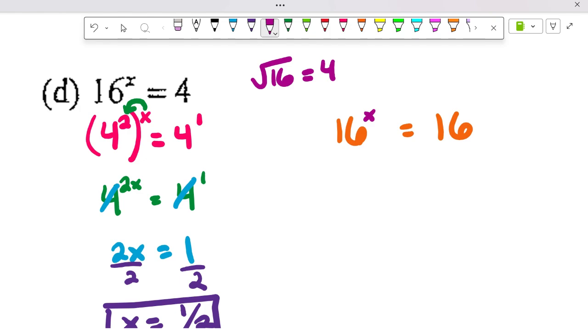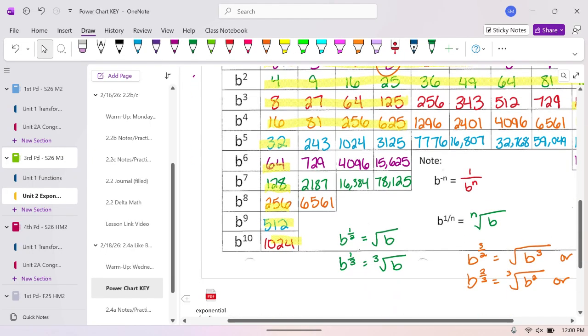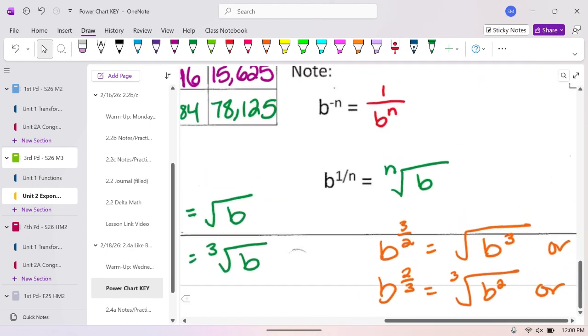So look back at your power chart. And I told you to copy everything on it. Specifically right here. What does that say? So the bottom part right here. What does it say? So if we have an nth root, so that could be a square root, a cube root, a fourth root, whatever. How can we rewrite it as a power? It'd be raised to what power?